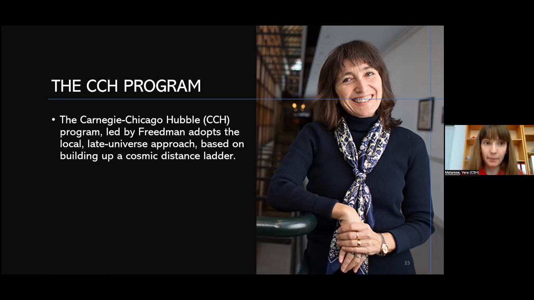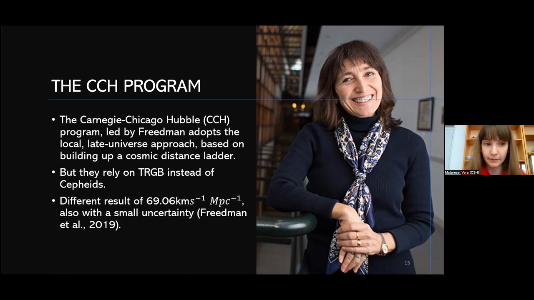And in order to check for this, astrophysicist Freedman has started the Carnegie Chicago Hubble Program, which adopts a local late universe approach based on building a cosmic distance ladder, exactly like the SH0ES team. But then there is a difference. They use the tip of the red giant branch standard candles instead of the Cepheids for intermediate distances. So they still use parallax for small distances. They still use type 1a supernovae for larger distances, but then they use the TRGB instead of Cepheids. Okay? And then they get a result which is exactly in the middle between the Planck result and the SH0ES result, which is 69.06 kilometers per second per megaparsec, also with a small uncertainty, less than 2%.